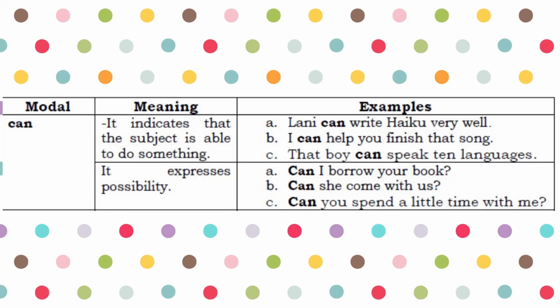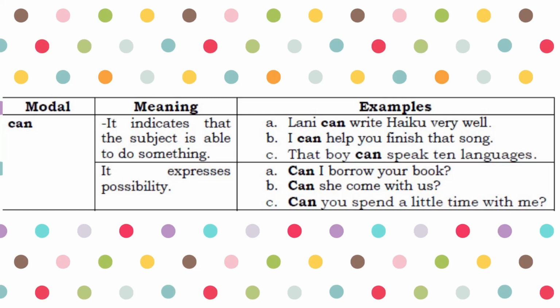Can. It indicates that the subject is able to do something. Example, letter A. Lani can write haiku very well. Letter B. I can help you finish that song. Letter C. That boy can speak 10 languages.